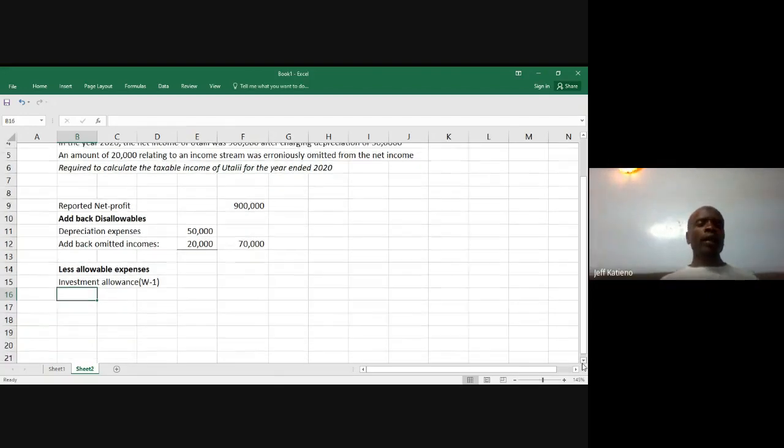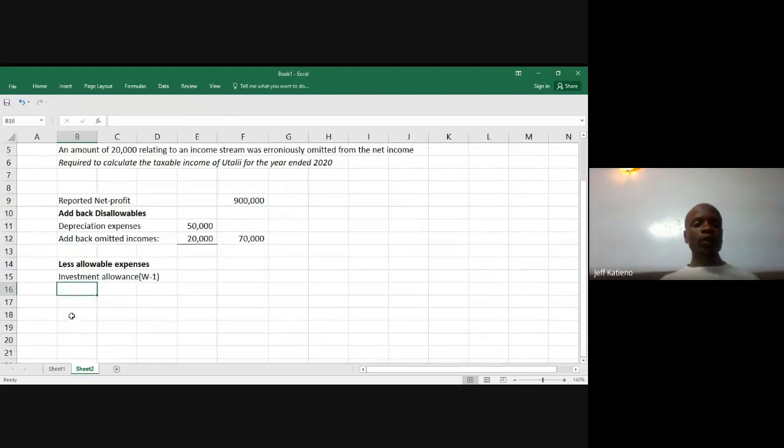So let's go to working one now so that we can calculate investment allowance. So working one, we have here investment allowance.